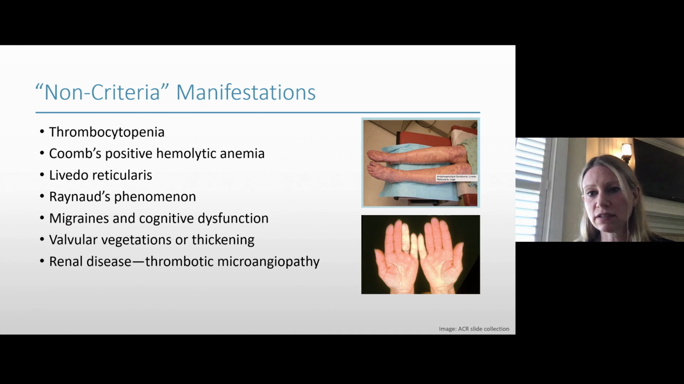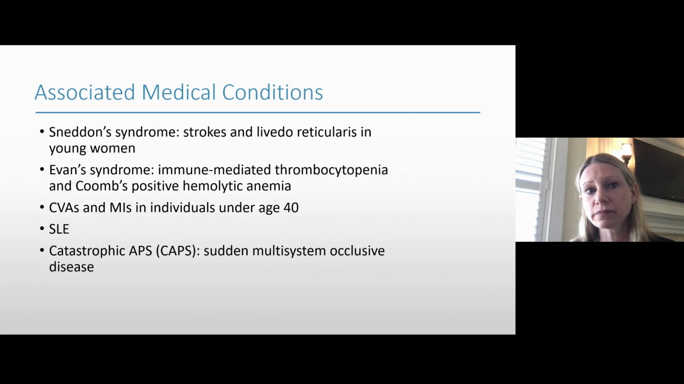So these are manifestations of antiphospholipid syndrome that are not part of the criteria for diagnosis, but are common. And these include thrombocytopenia, Coombs positive hemolytic anemia, livedo reticularis, which you see an image of over at the upper right-hand side, Raynaud's phenomenon, and here's an image of this on the lower right-hand side, migraines and cognitive dysfunction, valvular vegetations or thickening, so this is Libman-Sacks endocarditis, or renal disease, including particularly thrombotic microangiopathy.